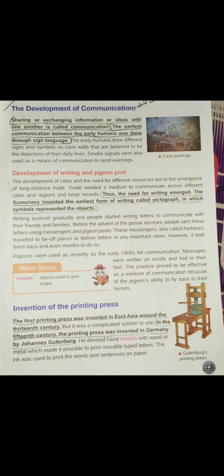At the time, people invented something. Thus, the need for writing emerged. Then the writing of letters, the style of letters, was invented. The Sumerians invented the earliest form of writing called pictograph, in which symbols represented objects. They wanted to make letters, so they made symbols. With them, they could inform others.